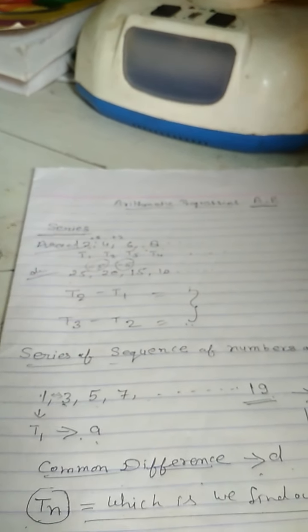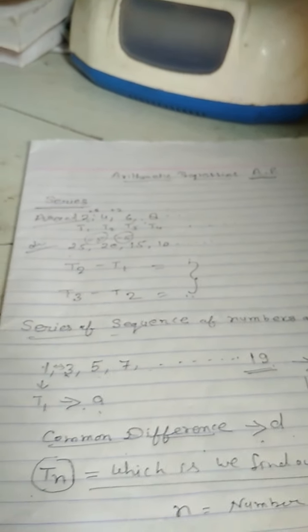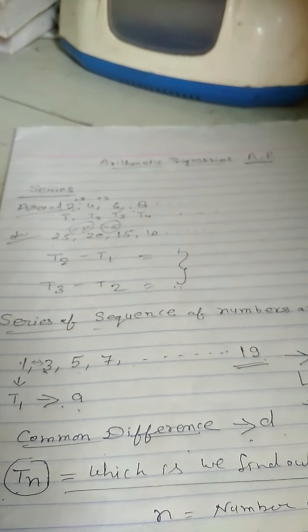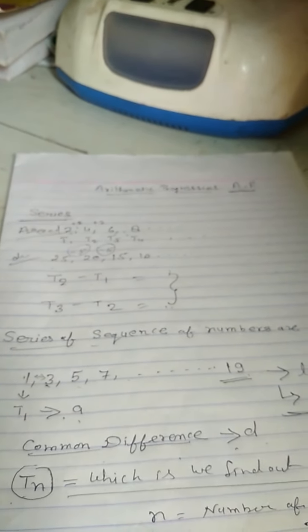Let's repeat again. If any series has a sequence of numbers, it is called an AP. In an AP, the first term is denoted by A, the last term by L, the common difference by D, and N is the number of terms. To find out whether the given series is an AP or not, we find the common difference, and if the common difference is the same, that means the series is in AP, otherwise not.